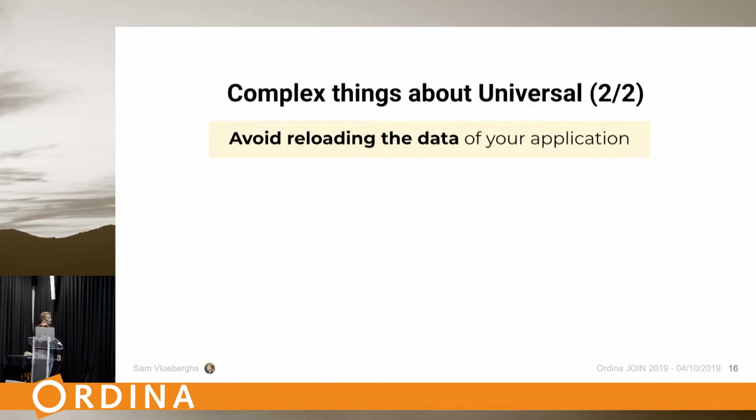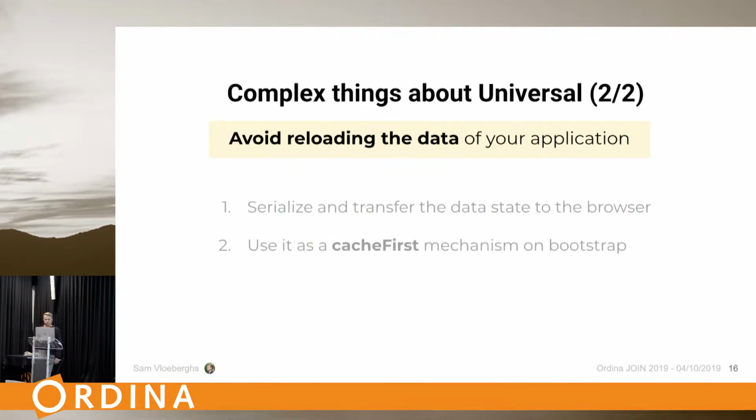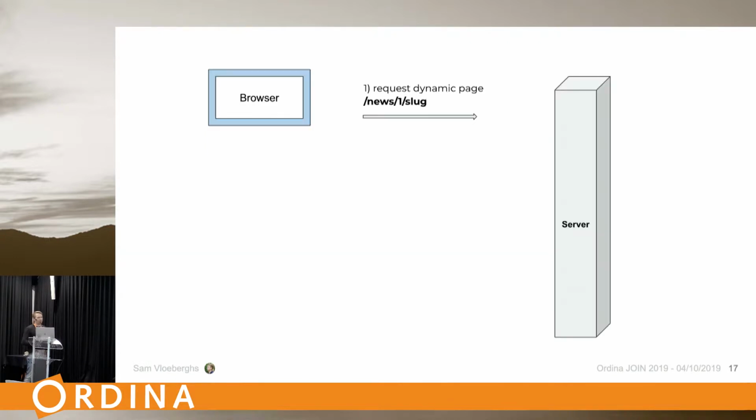Then another complex thing about Universal is that we want to avoid reloading the data of our application. So we serialize and transfer the data state to the browser, and we use this as a cache-first mechanism on bootstrap. That might be a little bit unclear, but I will show you with this nice graphic.